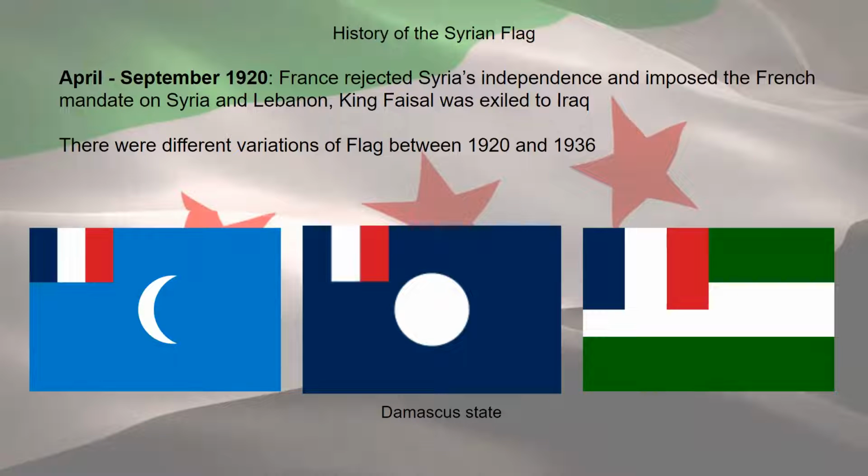But then this independence did not last long. Between April and September, France did not accept that independence and declared Syria a French colony, well, Syria and Lebanon, and King Faisal was exiled to Iraq. So during the French occupation of Syria, there were different variations of the flag, as you can see here. All of them, of course, have the French flag. And this continued between 1920 and 1936.